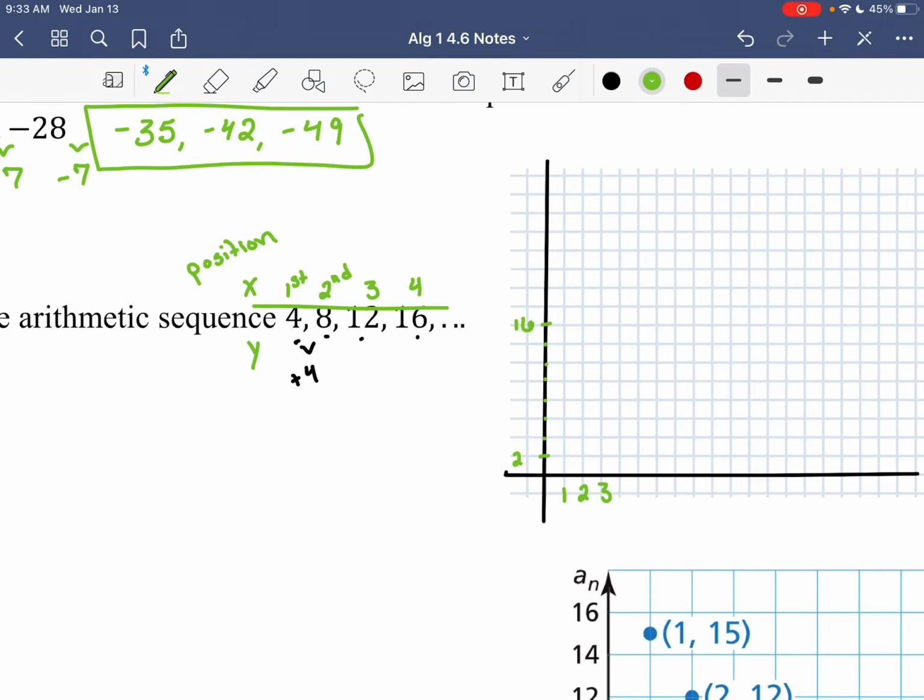Just mark a couple out. So the first term was 4. The second term is 8: 2, 4, 6, 8. The third term is 2, 4, 6, 8, 10, 12. The fourth term there was 16. Okay, so there we graphed it. And these are just dots. You do not connect the dots.